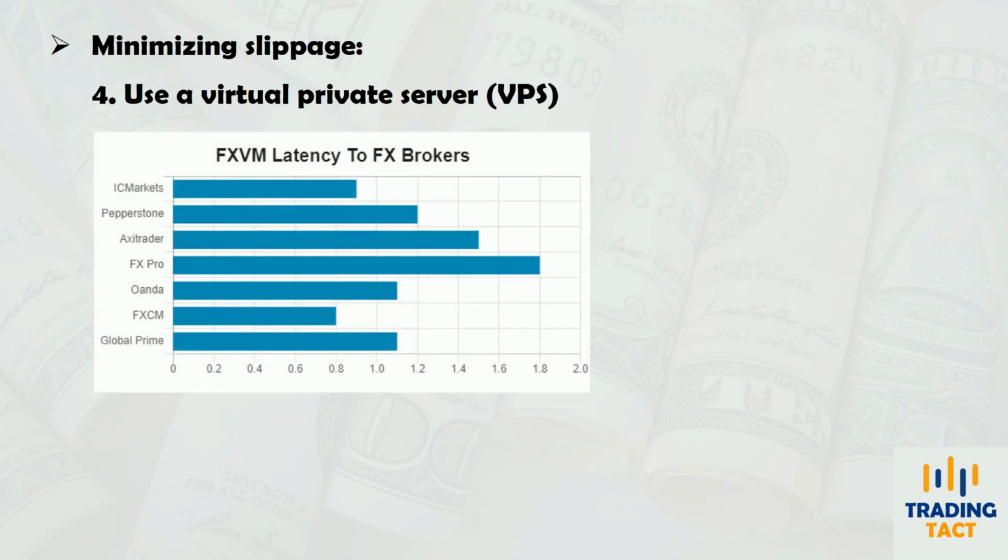The chart here shows the latency in milliseconds between FXVM's New York server and several prominent brokers. If you're a scalper and every pip is critical, renting a VPS is highly recommended.